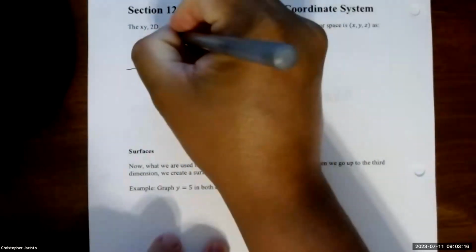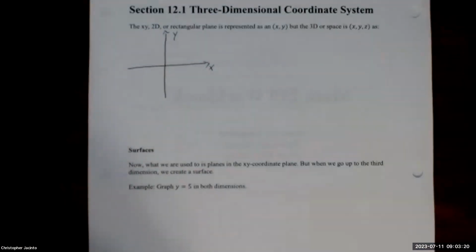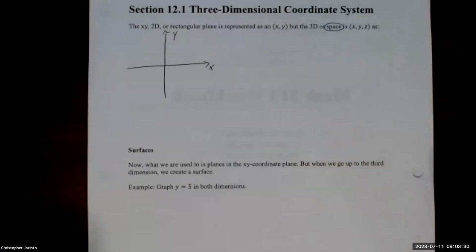So here's our simple XY plane we all know, right? You guys have been doing this since, what, first or second grade. Now, when it comes to a three-dimensional plane, or 3D, or space, that's another interesting name. So we're going to talk about space. Okay, it's an XYZ plane.